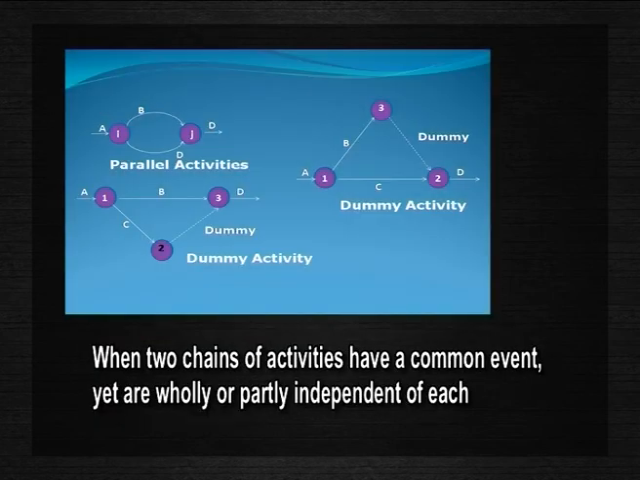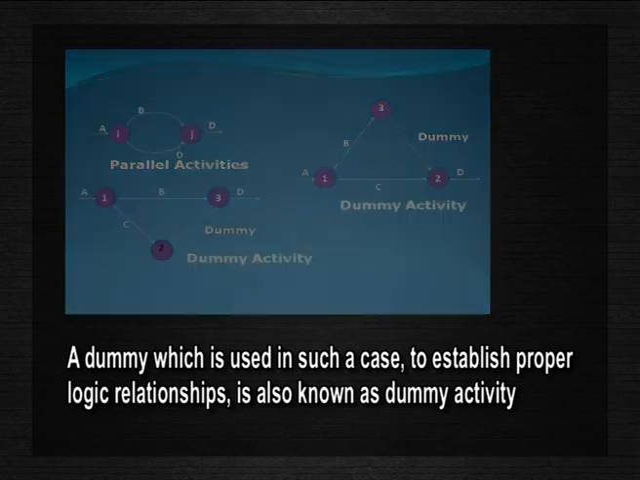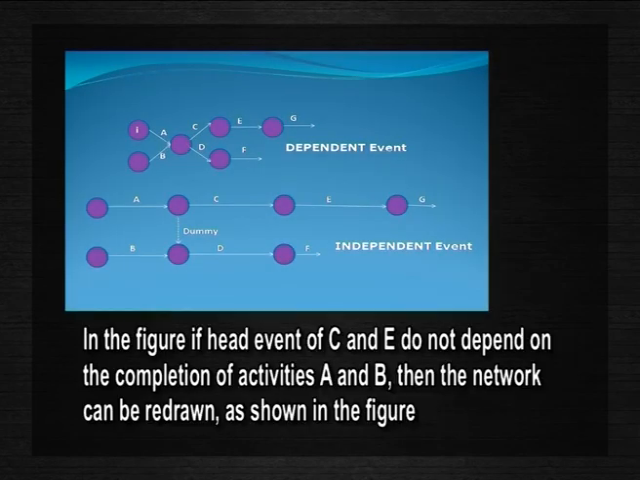When two chains of activities have a common event, yet are wholly or partly independent of each other, as shown in the figure, a dummy is used in such a case to establish proper logical relationships, also known as a dummy activity. In the figure, if the head events of C and E do not depend on the completion of activities A and B, then the network can be redrawn as shown in the figure. Otherwise, the pattern of the figure must be adhered to.